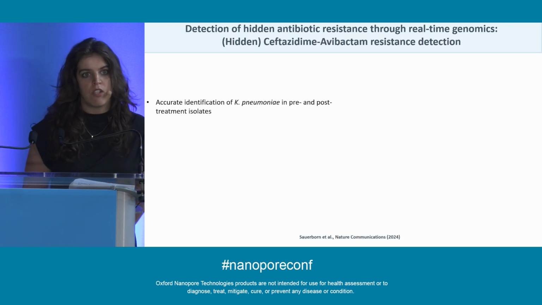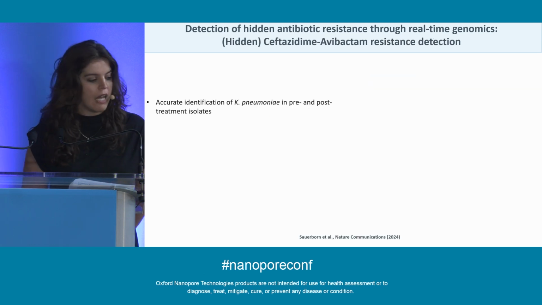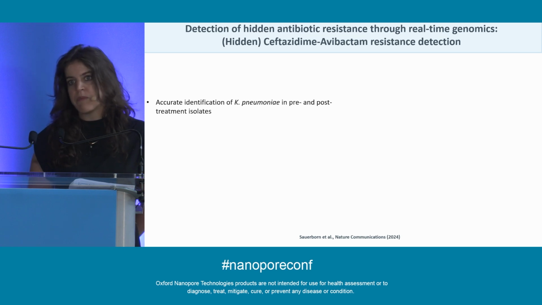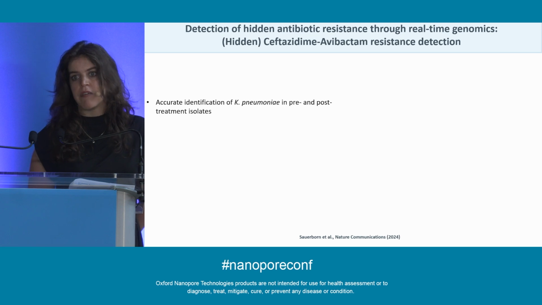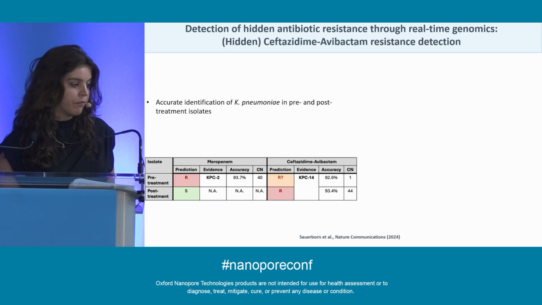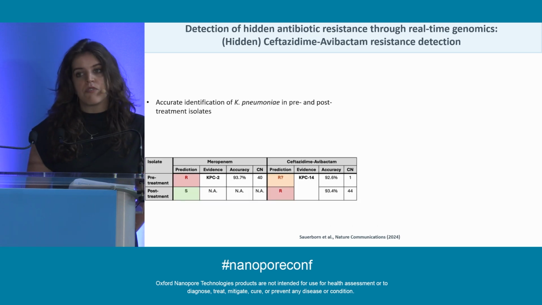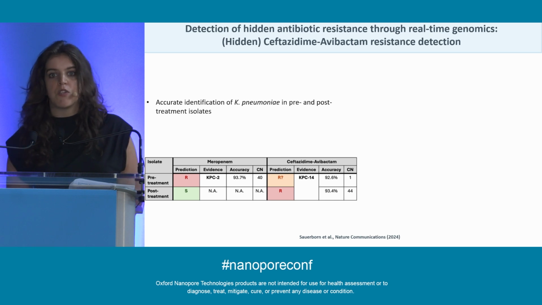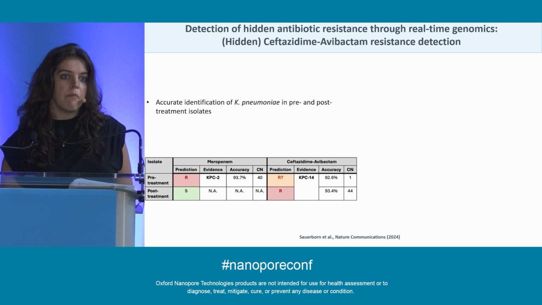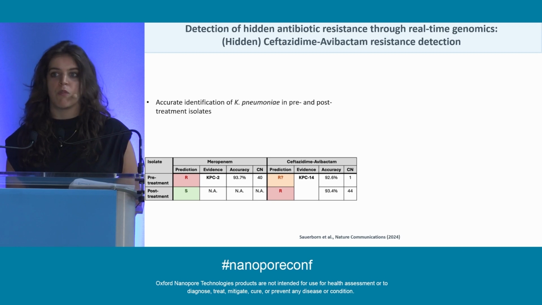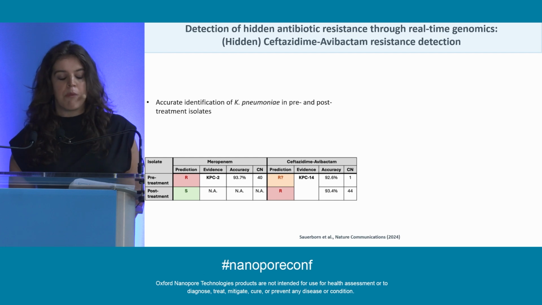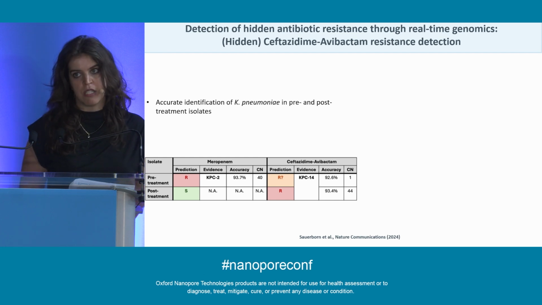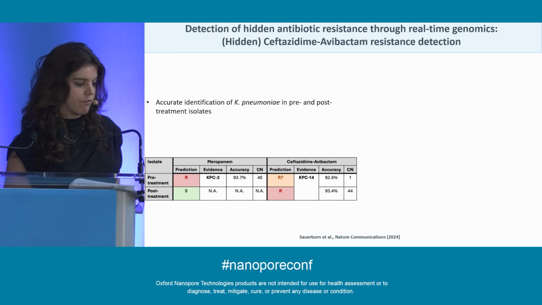And using our real-time genomic technology, we were able to accurately identify Klebsiella pneumoniae in the pre- and post-treatment sample as a putative pathogen based on the epitome antimicrobial resistance workflow. When looking at the resistance for the pre-treatment isolates, we were able to accurately predict a carbapenem resistance profile, pinpointing KPC of subgroup 2 as the resistance conferring mechanism, and this is one of the most common resistance conferring mechanisms for KPCs.